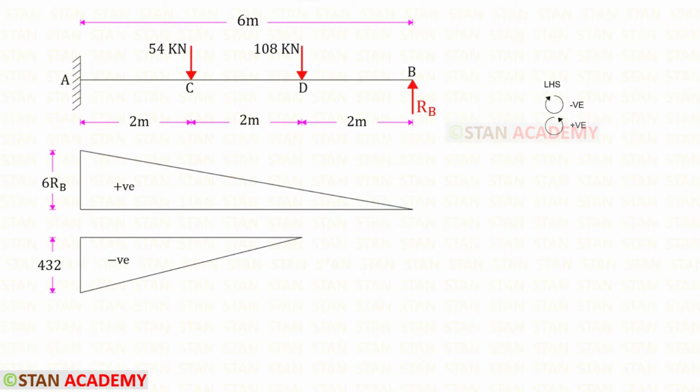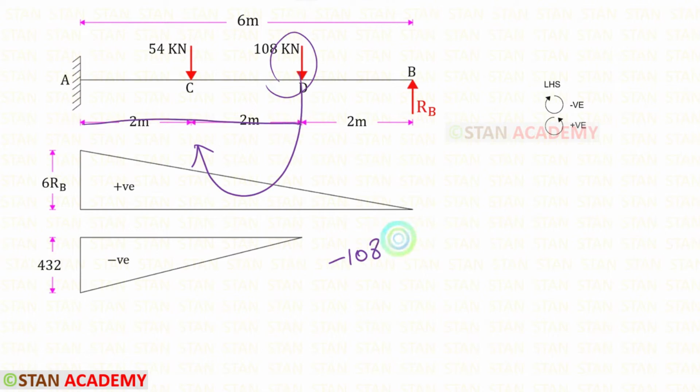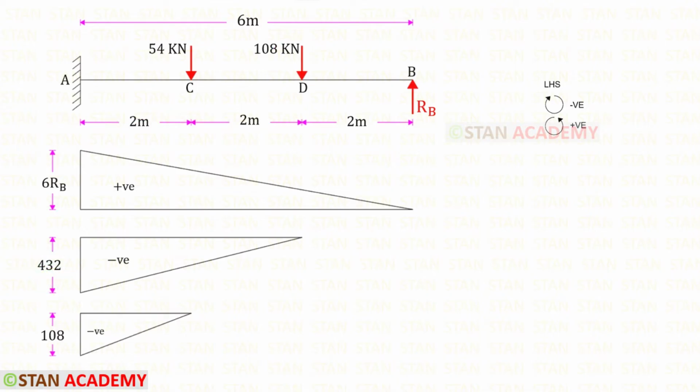Now let us take the point load 108. It is acting in the clockwise direction, so it will be negative, and the distance is 4. 108 into 4, we will get 432. Now let us take the point load 54. It is acting in the clockwise direction, so it is also negative, and the distance is 2. 54 into 2, we will get 108.